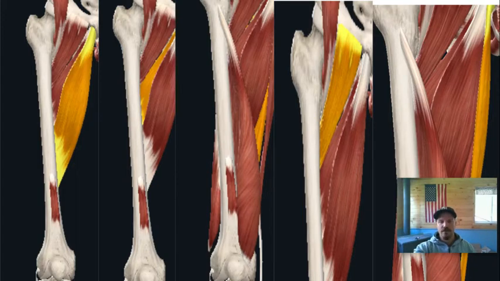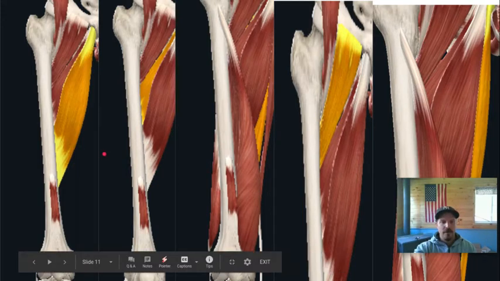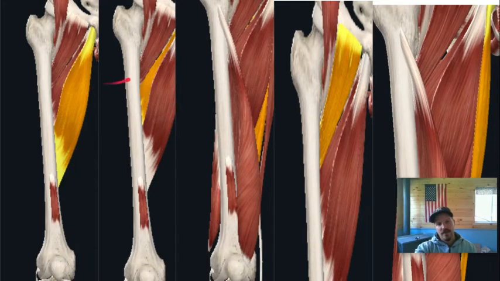Here we've got the adductor longus, adductor brevis. Okay. Our adductor magnus is right here in this section. We've got pectineus right up here. And then gracilis is the long, thin muscle going down that way.